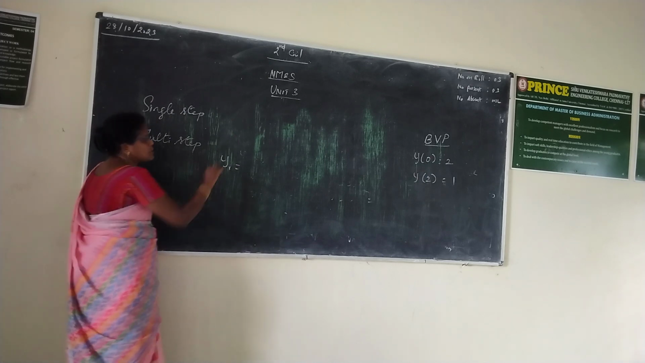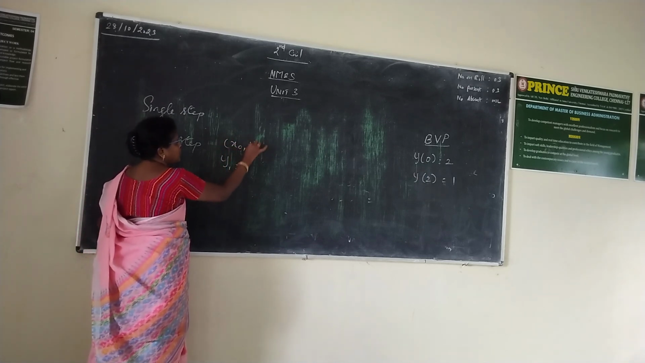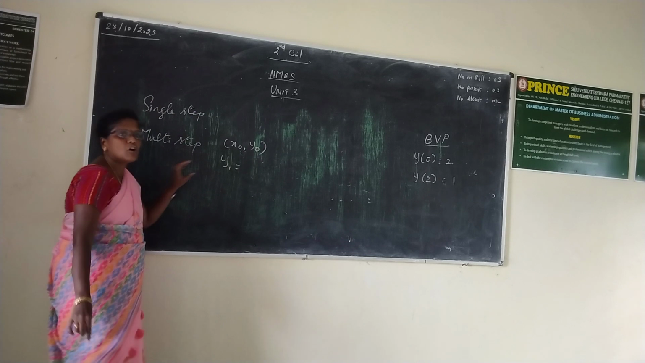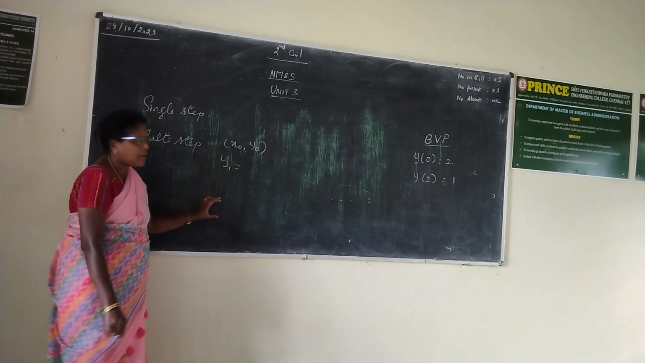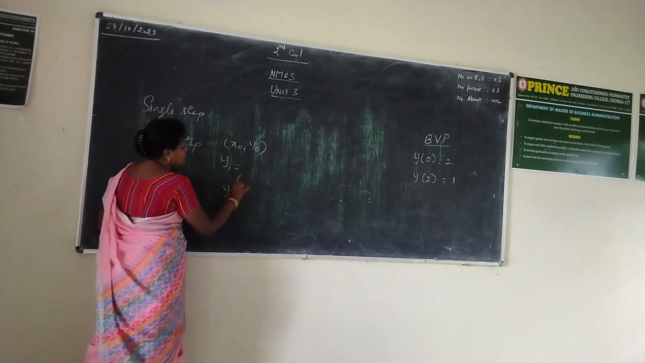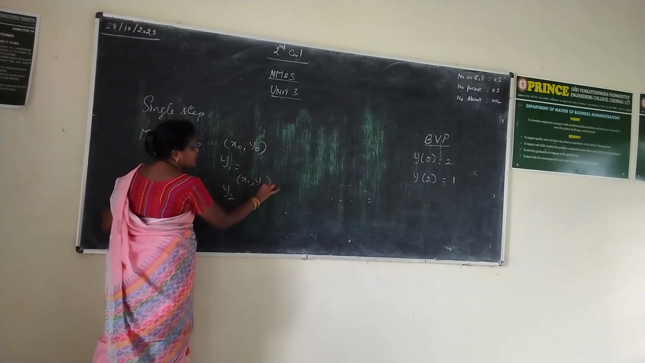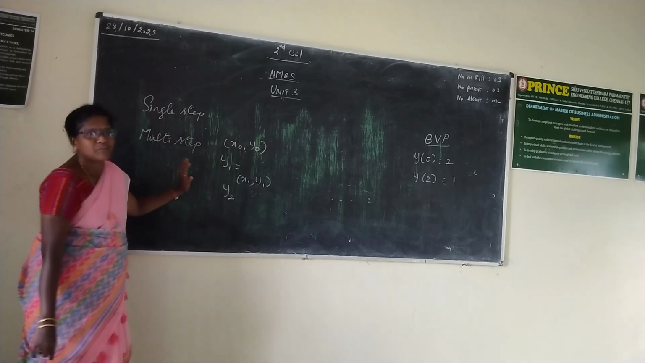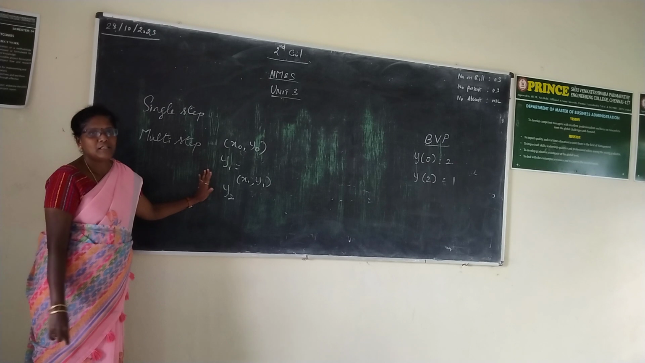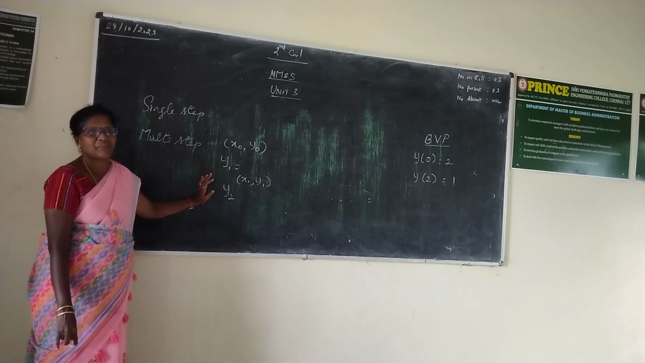I need the information only about the point x0, y0. Then it is called the single step method. To find y2, I need the information only about the point x1, y1.